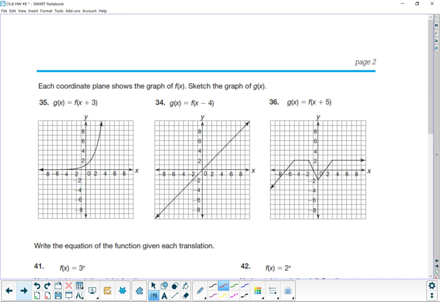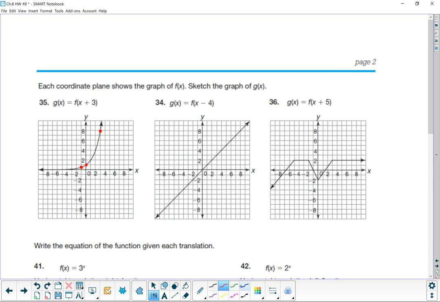Okay, backside. Each coordinate plane shows a graph of f of x. Sketch the graph of g of x. So it says g of x is, and I'm going to go ahead and pick some points. So here's f of x, and I'm going to pick a point right here that looks like there, there, and we'll go with that point, right? So that's f of x.